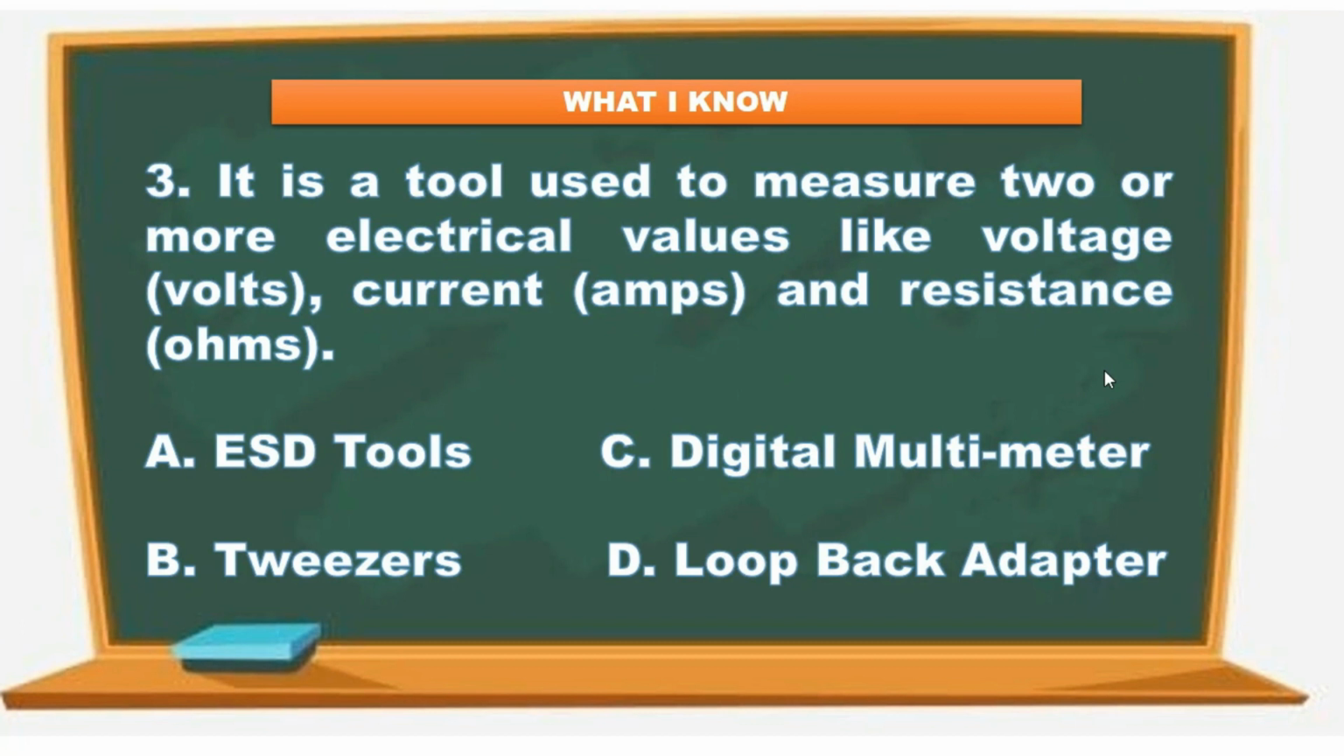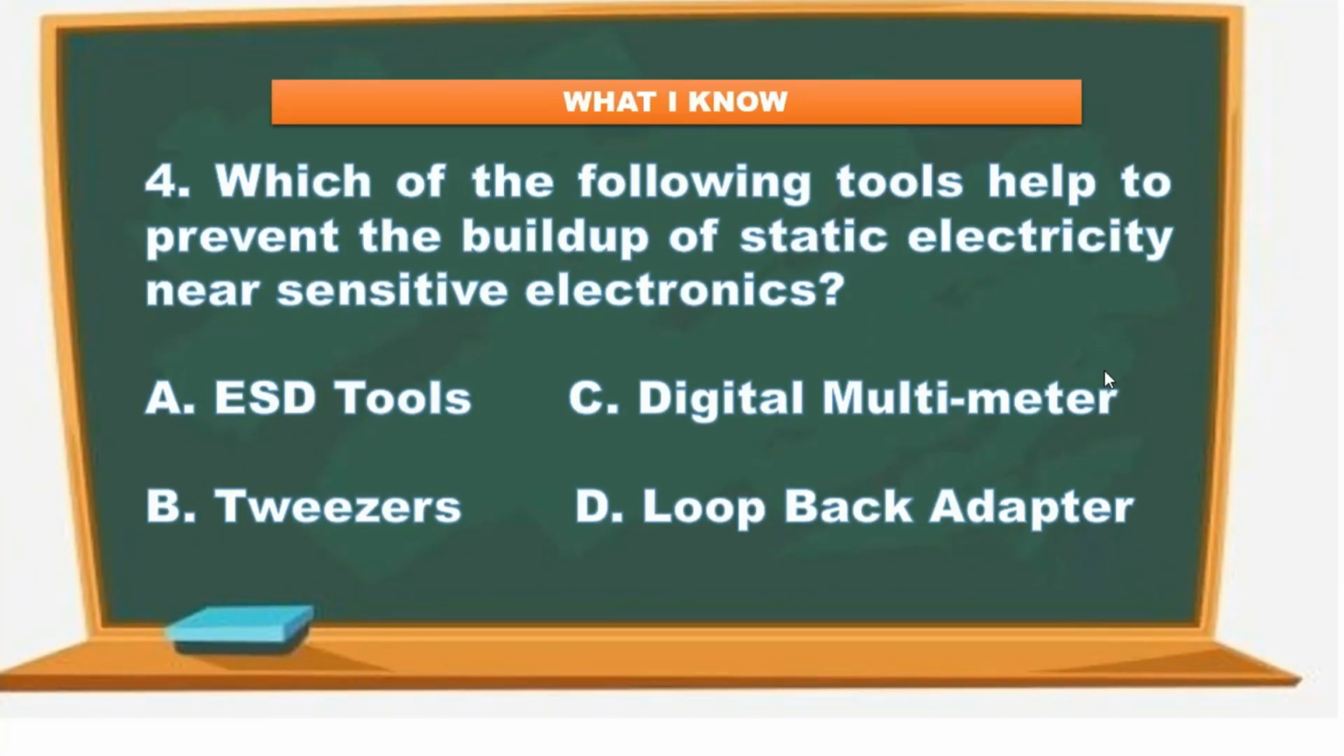Number 3. It is a tool used to measure two or more electrical values like voltage, current, and resistance. A. ESD tools. B. Tweezers. C. Digital multimeter. D. Loopback adapter. The correct answer is letter C. Digital multimeter.